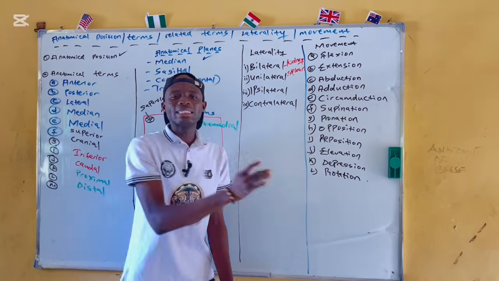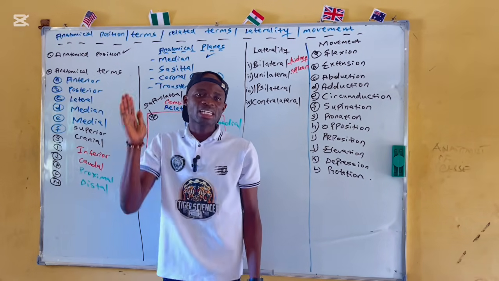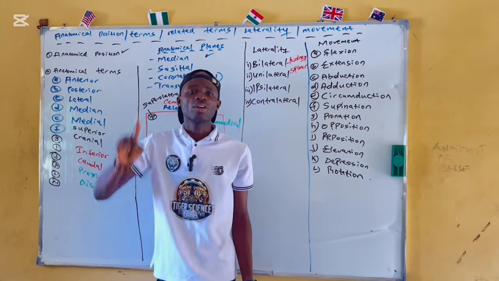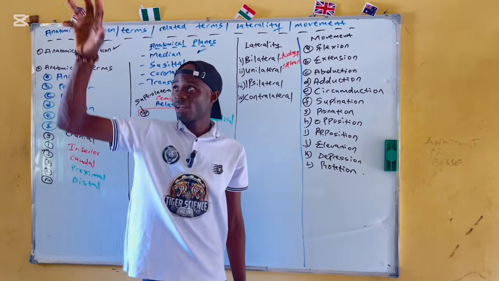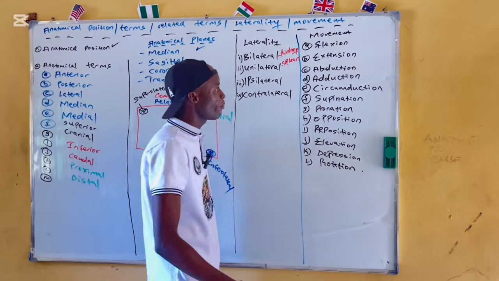Now, contralateral is opposite to each other. It is not occurring on the same side of the body. So when you say contralateral, they are opposite to each other, not on the same side of the body. Take note of that, like the right hand and the left leg. So now let's see the anatomical movements that you need to know.